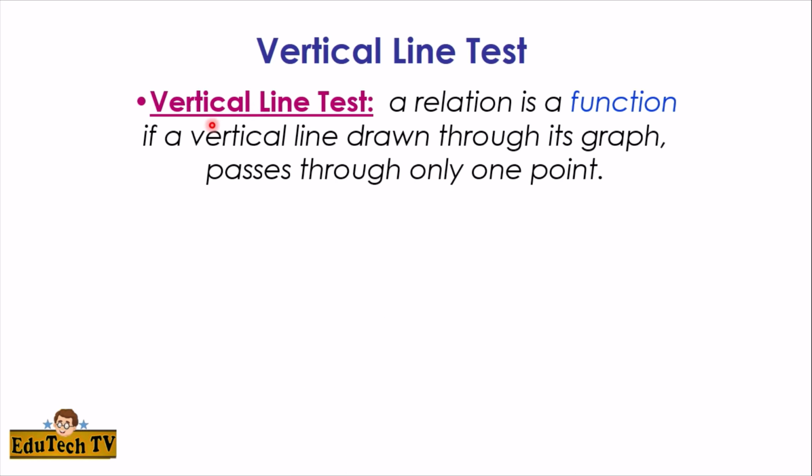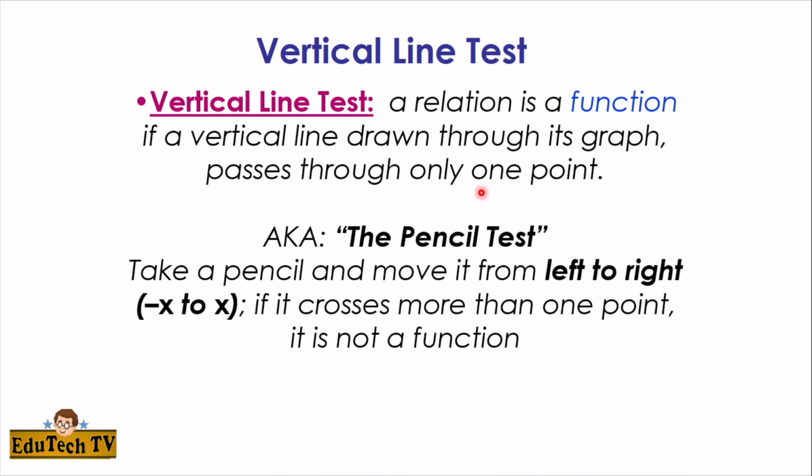Okay? So the definition: a relation is a function if a vertical line drawn through its graph passes through only one point. So pag minove natin yung vertical line doon sa graph, at kapag iisa lang or isang point lang yung natatamaan niya, then it is a function. Okay? So also known as the pencil test.